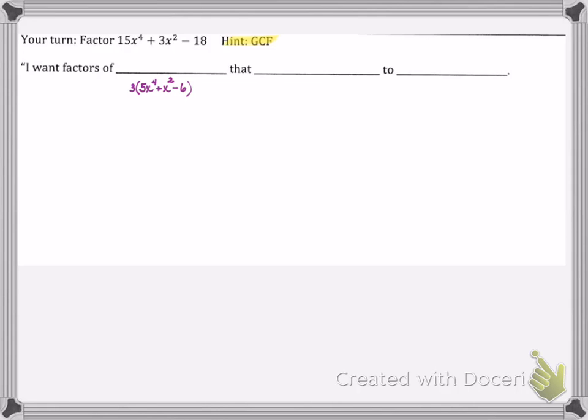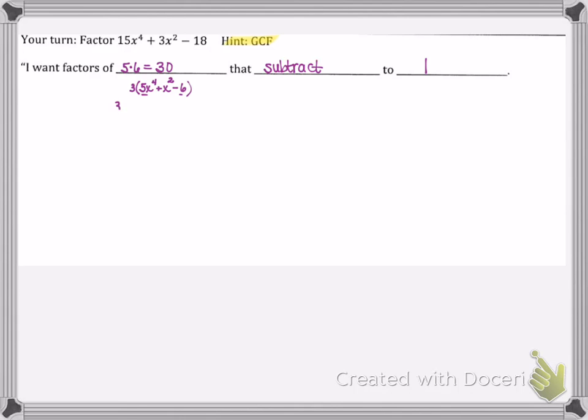So that means that you're looking at factors of 5 times 6, which is 30. You want them to subtract because the constant term at the end is negative. Subtract to 1, the coefficient on the middle term, the linear term. So the two factors that you would think of here are going to be 5 and 6.